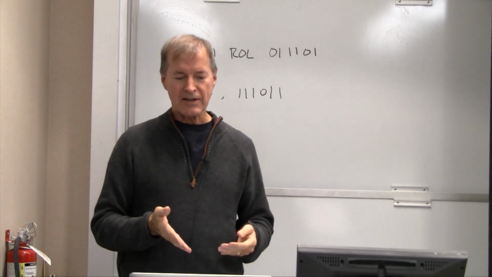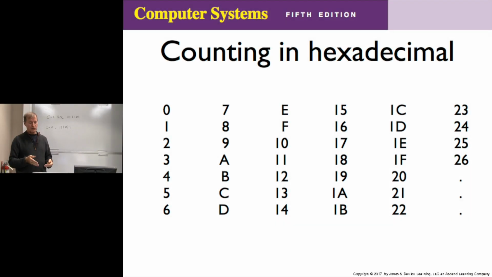So here's how to count in hexadecimal in this slide. 0, 1, 2, 3, 4, 5, 6, 7, 8, 9. But after 9, we still have some fingers left. So what we do is we use the letters of the alphabet. A is 10, B is 11, C is 12, D is 13, E is 14, F is 15. And then what's 10? 16. Do you see how to count?